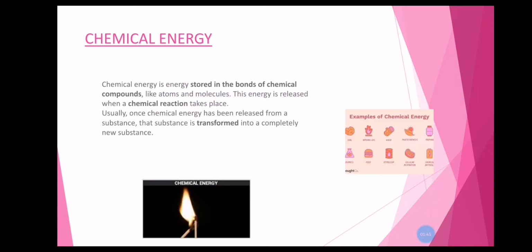So chemical energy is the energy stored in the bonds of chemical compounds like atoms and molecules. This energy is released when a chemical reaction takes place. Usually, once chemical energy has been released from a substance, that substance is transformed into a completely new substance. And you can't go back, you can't bring the first one.